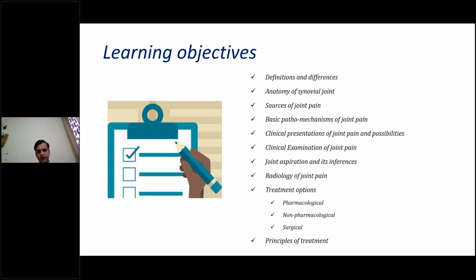possibilities, clinical examination of joint pain, joint aspiration and its inferences, means we will discuss the findings of this joint aspiration, and basics about radiology of joint pain, means possible findings in the patient of joint pain, and treatment options, various treatment options, and finally the principles of treatment.